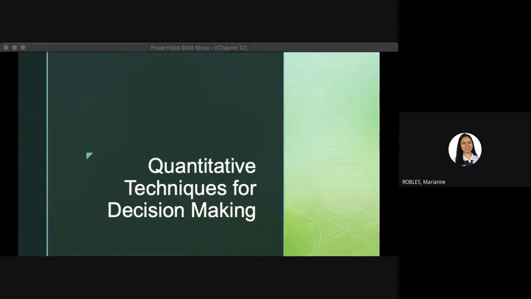Okay, good morning again. Welcome to our session in Strategic Cost Management. This is Chapter 12, your reference, Quantitative Techniques for Decision Making.